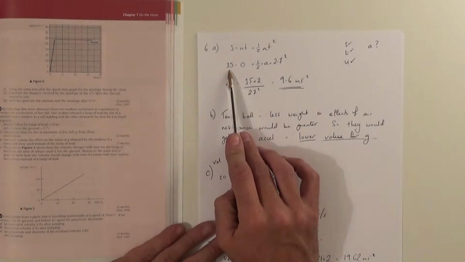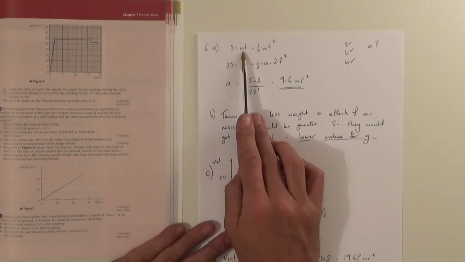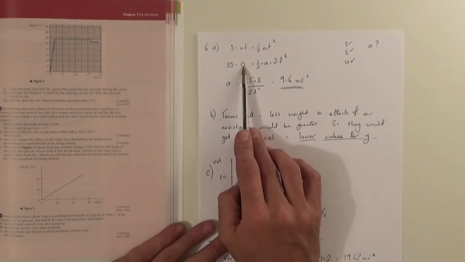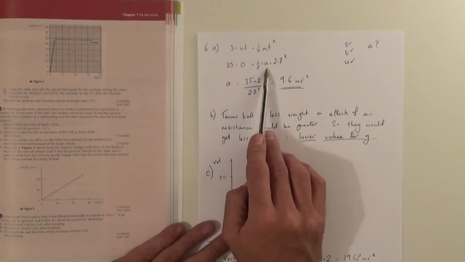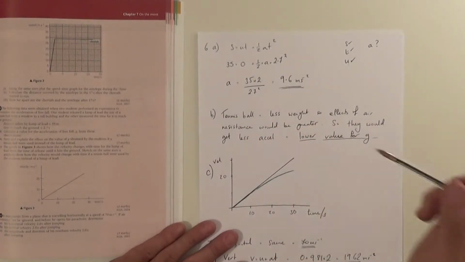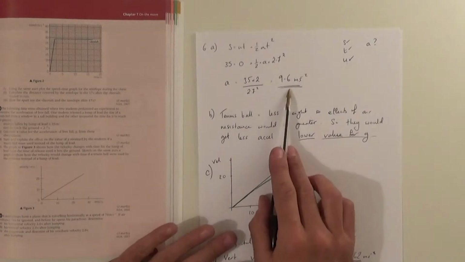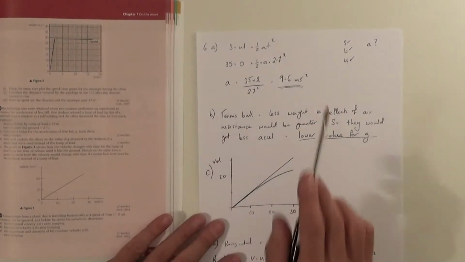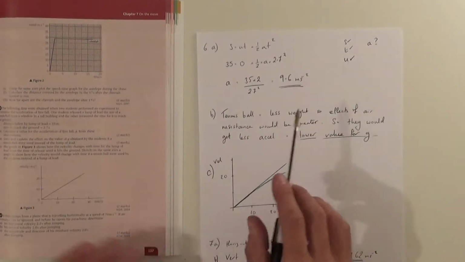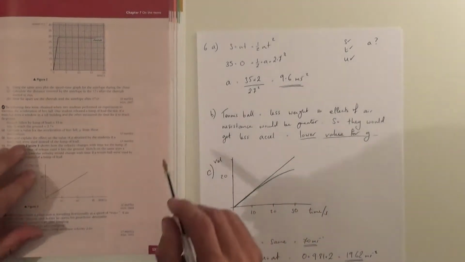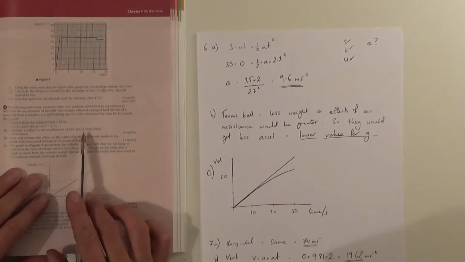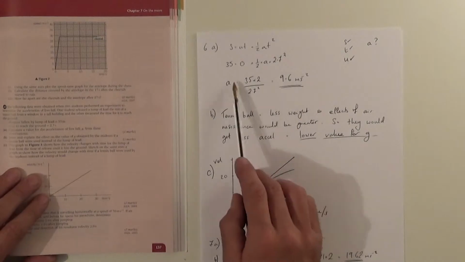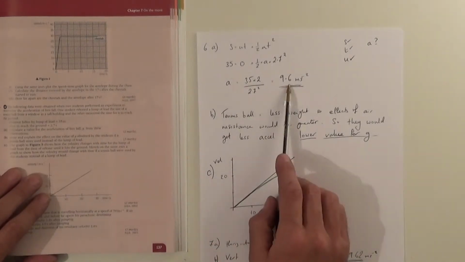Plug in our numbers, that's our distance. Because the initial velocity is 0, ut is 0, half times a times 2.7 squared. Rearranging gives us acceleration of 9.6 meters per second squared. Now that is the acceleration of gravity from these observations, because acceleration here is gravity. Okay.